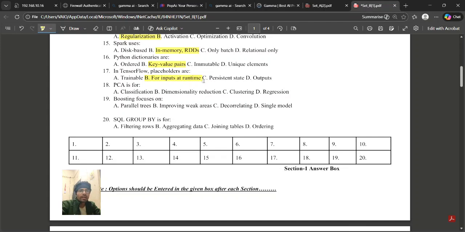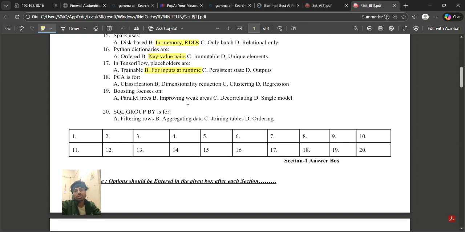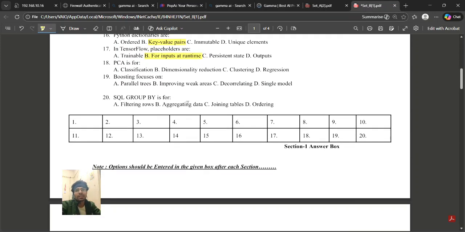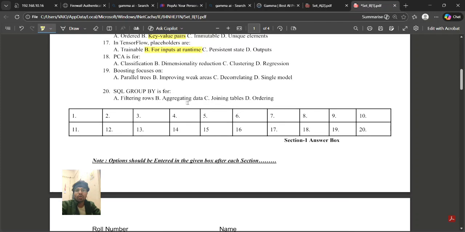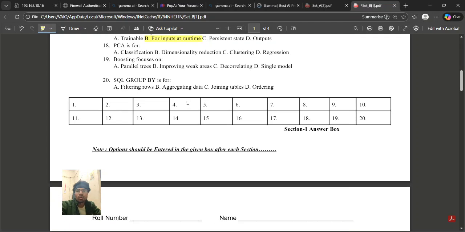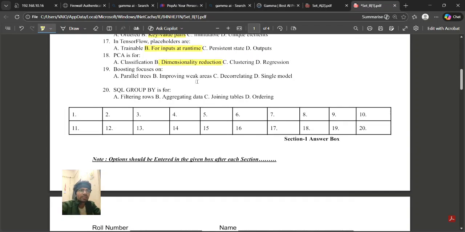Now go to question number 18. Question number 18 asks what PCA is for. PCA stands for principal component analysis. PCA is for dimensionality reduction. It takes high-dimensional data and reduces it to fewer dimensions while preserving as much variance as possible. It's not primarily for classification, clustering, or regression, though it can be used as a preprocessing step for those. So our answer is B, dimensionality reduction.